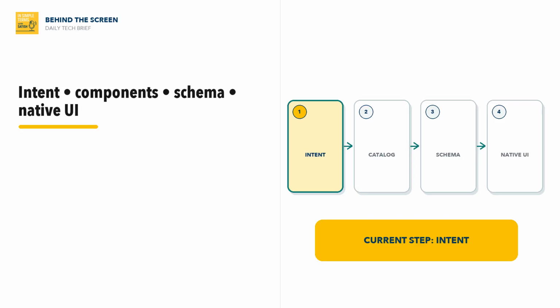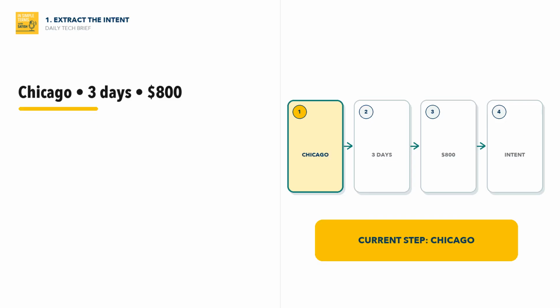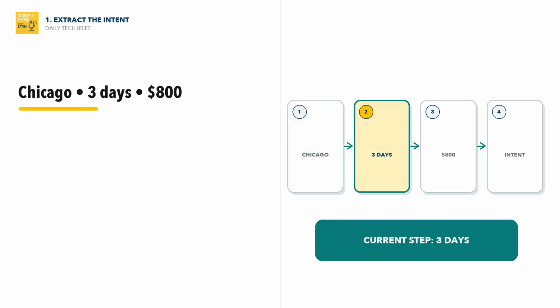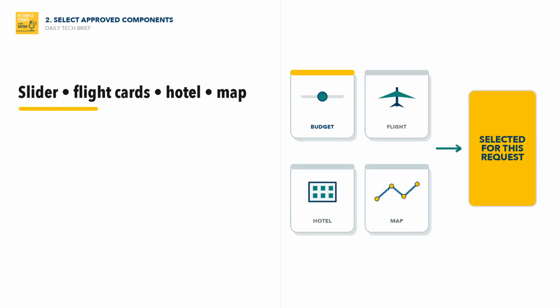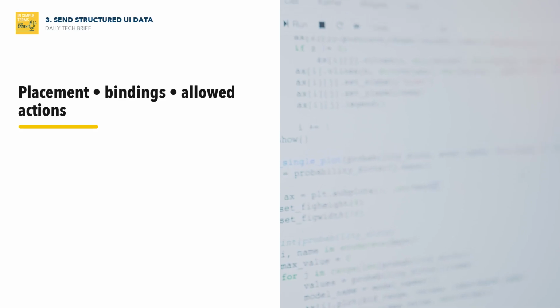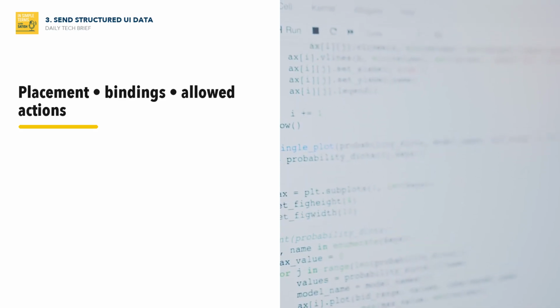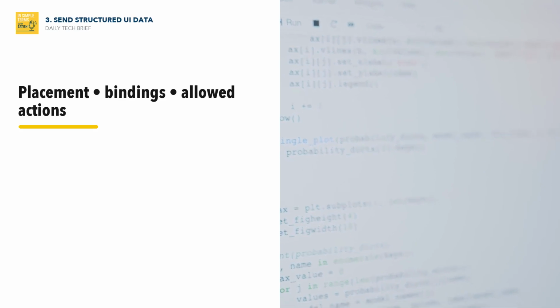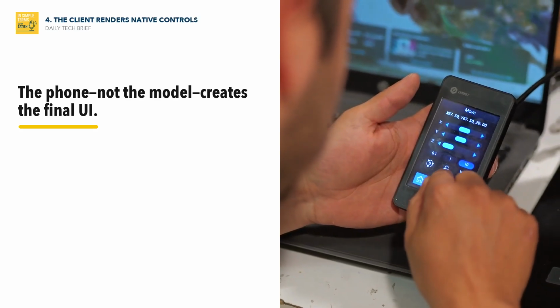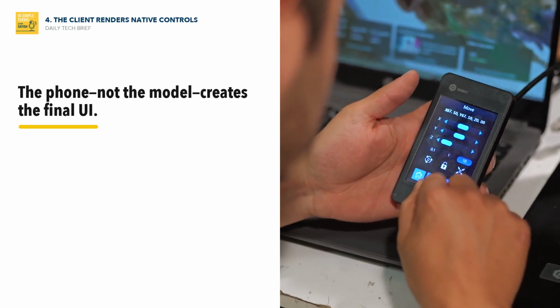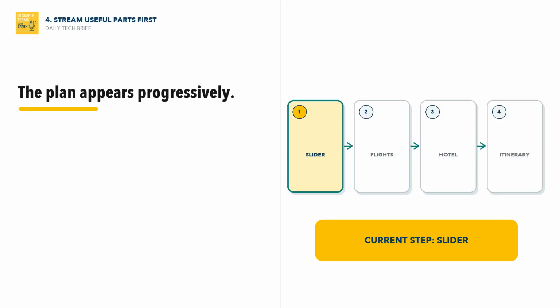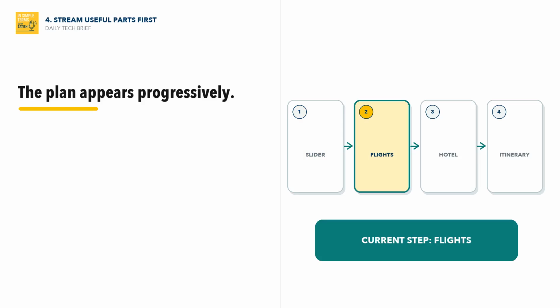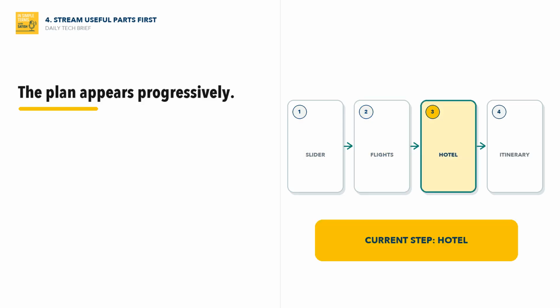Now look behind our screen. The agent first extracts the intent, Chicago, 3 days, $800. It selects useful components from the approved catalog. It then sends a structured description. Place this slider here, bind it to the budget, show these flight cards, and calculate this total. The phone receives that description and renders its own native controls. Because the instructions can stream, the useful parts appear while the rest of the itinerary is still arriving.